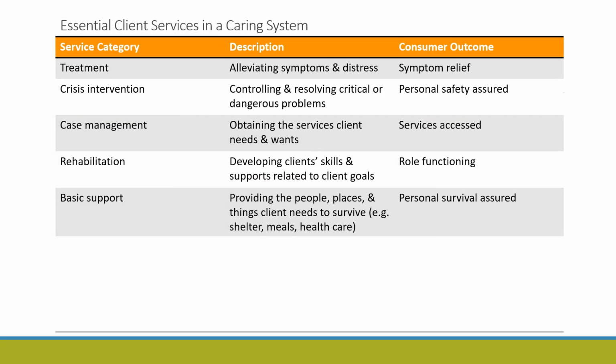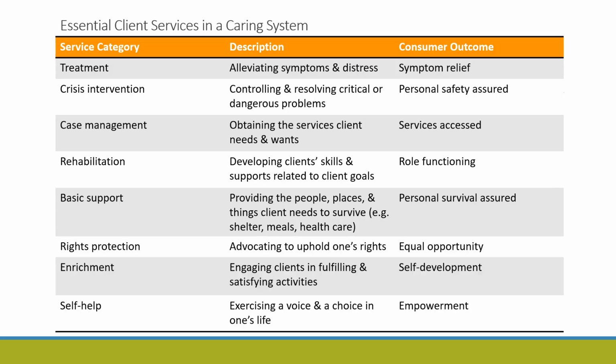Recovery involves services addressing the needs of the whole person, not just the symptoms. The essential components needed by a community to provide adequate services and support can be divided into 8 categories. Treatment, to alleviate symptoms and distress. Crisis intervention, to control or resolve critical or dangerous problems. Case management, where individuals obtain the services they need and want. Rehabilitation, to develop skills and supports related to client goals. Basic support, providing things a client needs to survive, such as shelter, meals, and health care.